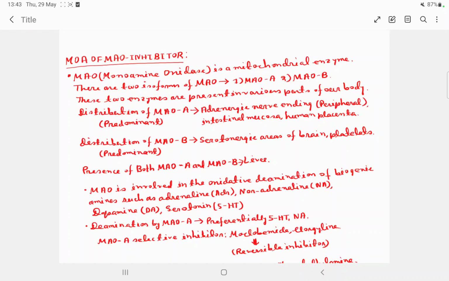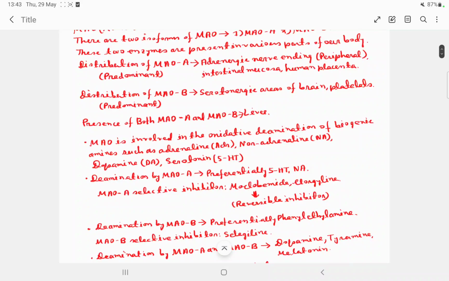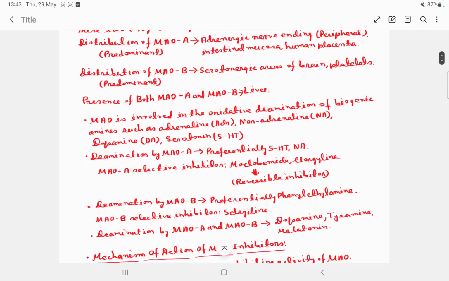Now these two enzymes are present in various parts of our body. The predominant distribution of MAO A is in the peripheral adrenergic nerve endings, intestinal mucosa and human placenta. The predominant distribution of MAO B is in the serotonergic areas of the brain and platelets. Both MAO A and B are present in the liver. MAO is involved in the oxidative deamination of biogenic amines such as adrenaline, noradrenaline, dopamine, and serotonin.